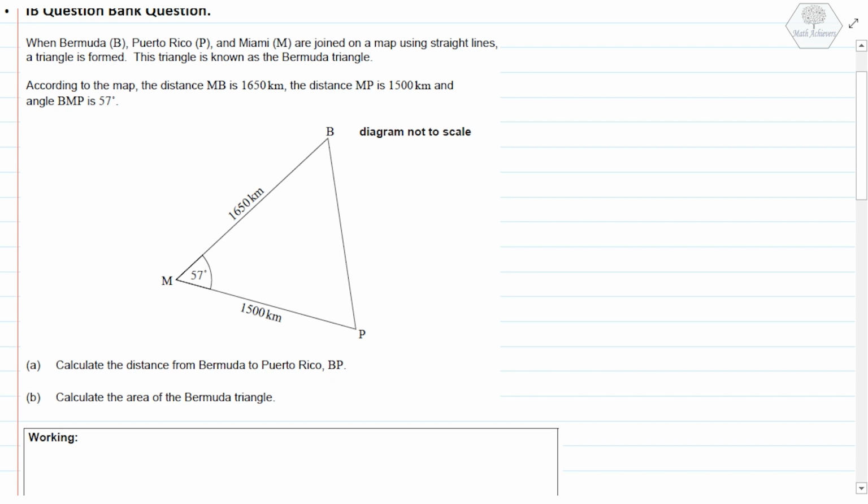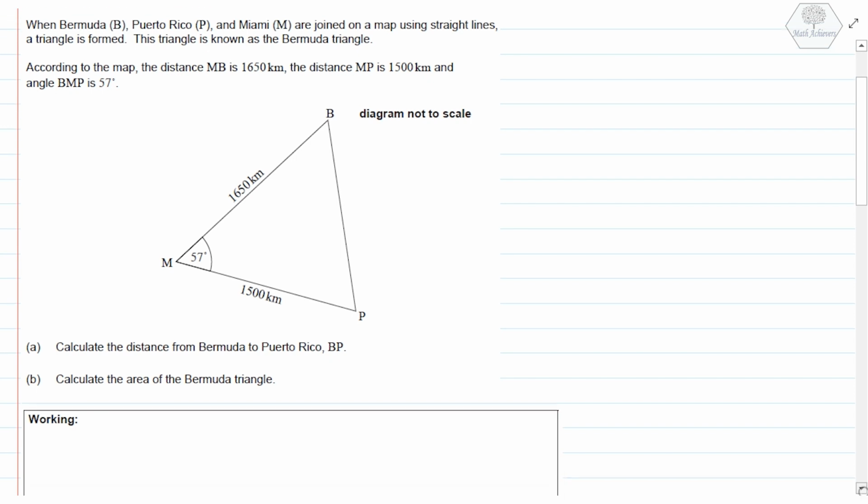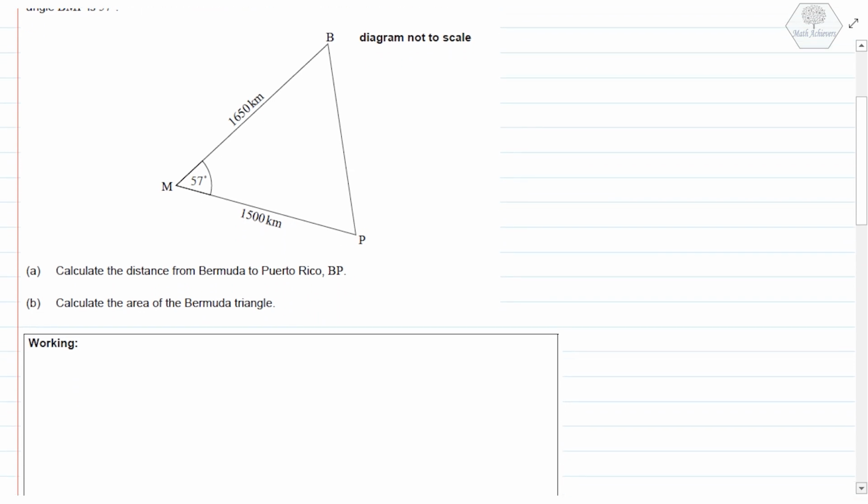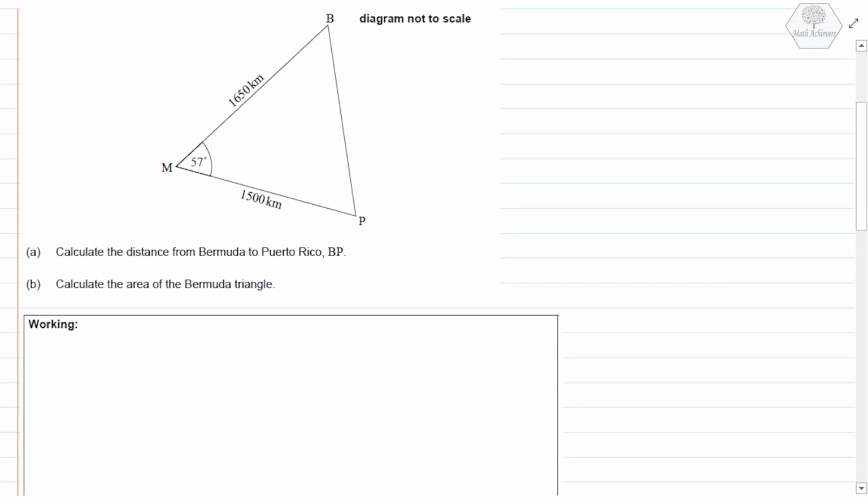According to the map, the distance MB is 1650 kilometers and the distance MP is 1500 kilometers and the angle BMP is 57 degrees. Part A of the question: calculate the distance from B to P.